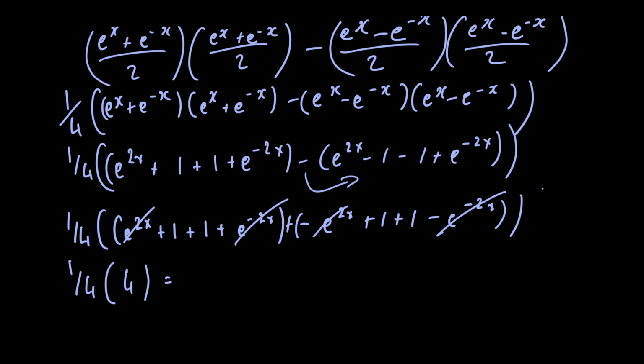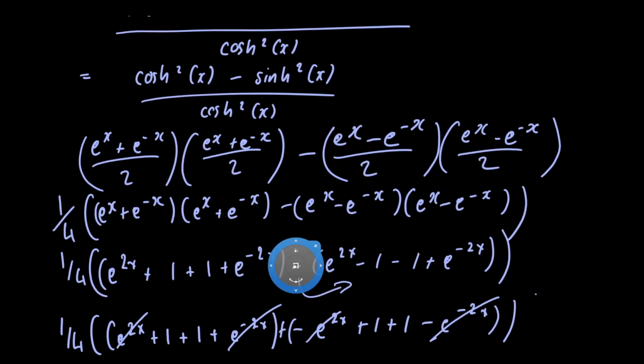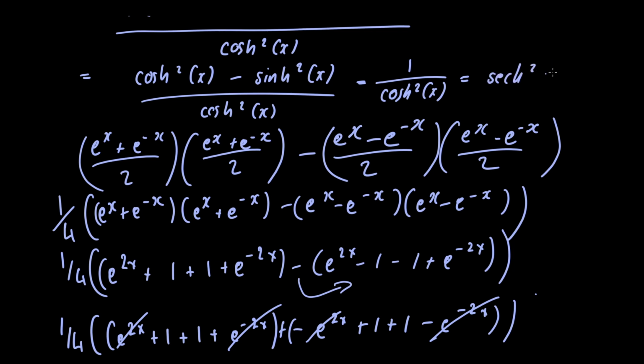1 over 4 multiplied by 4 is just 1. That means that we can go ahead and rewrite hyperbolic cosine squared of x minus hyperbolic sine squared of x as 1. And that's just over hyperbolic cosine squared of x, which is just equal to hyperbolic secant squared of x. And that's the answer to this problem.